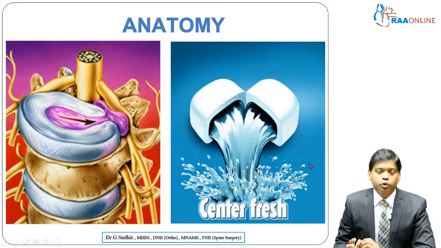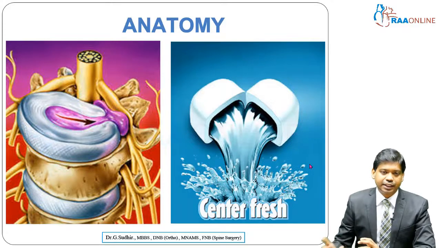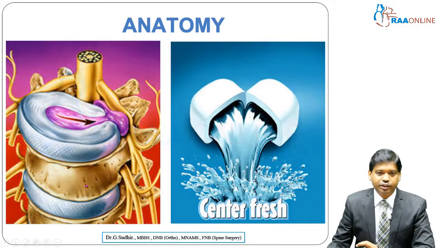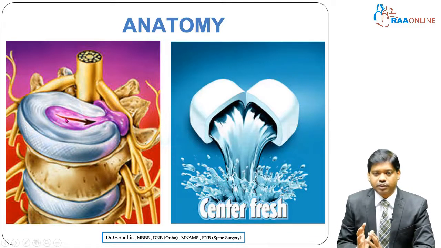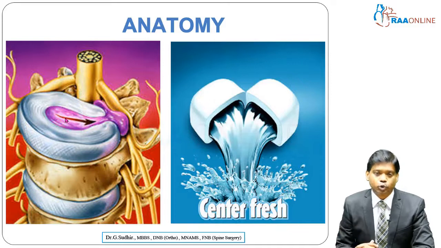Before the subject per se, we should know about the anatomy and the normal physiology of an intervertebral disc. So what is an intervertebral disc? As the name suggests, it is a disc-like structure in between the two vertebrae. That is why it is called an intervertebral disc. I always used to compare this intervertebral disc with a center fresh chewing gum.